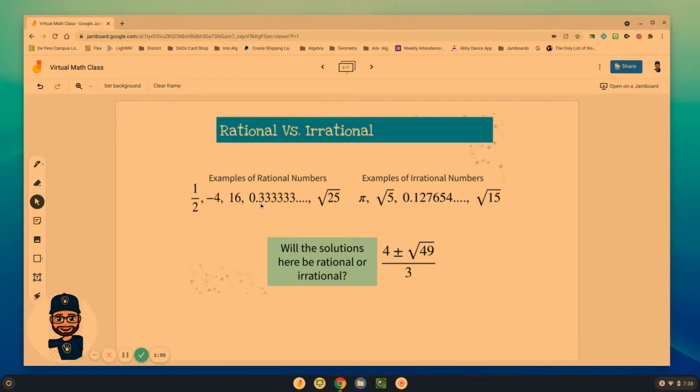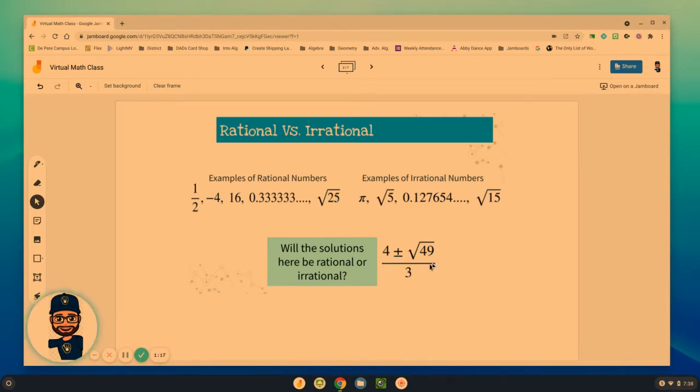We know that 0.3333 repeating has an ending of 3, we just have no idea where. We can also write this as a fraction, 1/3. Or the square root of 25 is 5. So that would be rational because it has a definitive ending.